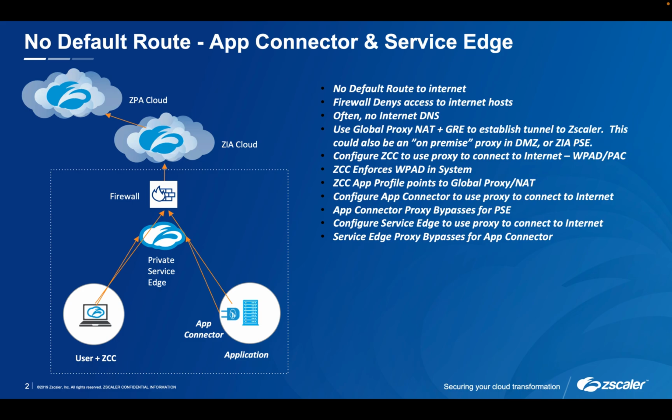So we've added proxy support into a number of different functions: the service edge, the app connector, the client connector. Needs a little bit of configuration to get working. So on the firewall, you'll see on the arrows here, things are pointing to the firewall. They're pointing to a NAT address, or the global proxy IP address that Zscaler's created.